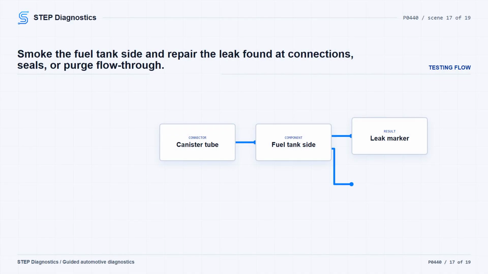For the fuel tank side, use the tester with smoke. Connect the red lead to battery positive, the black lead to battery negative, connect shop air, set the tester to smoke, attach the black hose to the canister tube, and press the remote button to fill the fuel tank side with smoke. Then find the leak using smoke around connections and sealing points.